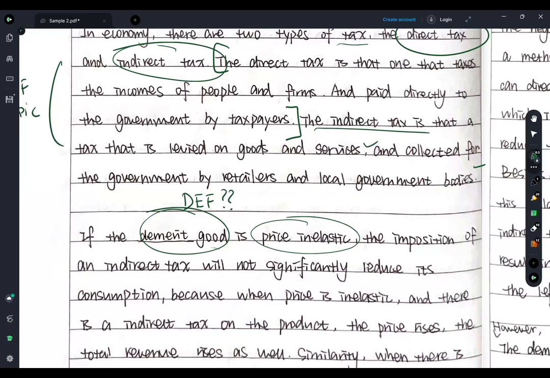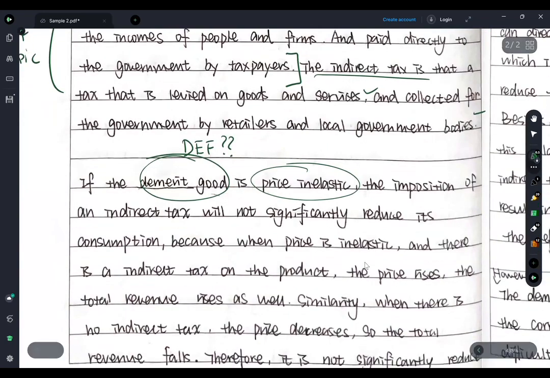But demerit good, that's the most important keyword that needed to be defined precisely, to explain why it makes the market fail, to use examples. So it seems like a very important part of the answer has been overlooked, or maybe it will simply come later, but too late. Let's just read what the student has written. If the demerit good is price inelastic, the imposition of an indirect tax will not significantly reduce its consumption because, I would actually stop the sentence here. Remember, one sentence, we should say one thing.